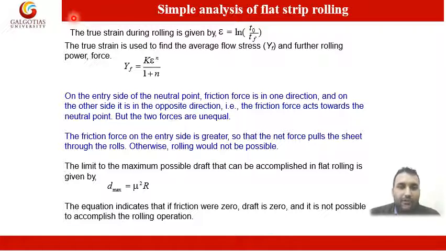So the true strain during the rolling is given by epsilon equal to the natural logarithm of T naught upon Tf. The true natural strain is used to find the average flow strain, that is Yf, and further the rolling power. Yf is equal to K into epsilon raised to power n divided by 1 plus n.